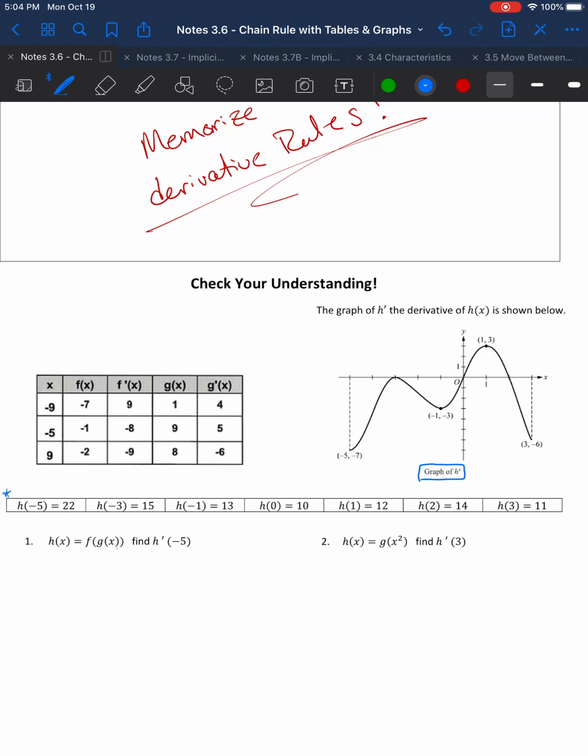So notice what's in our table. F and G are in our table. The graph is of H prime values. And then this table across the bottom is just plain H, okay?